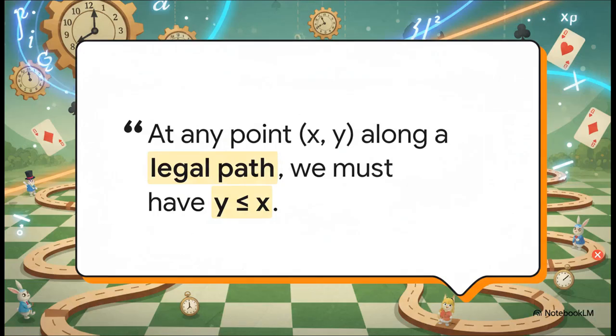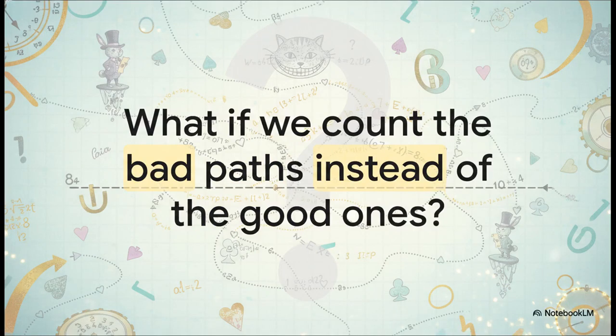Now, to put it a little more formally, for a path to be legal, or what we're calling good, your y-coordinate can never be greater than your x-coordinate. In other words, you just can't have taken more up steps than right steps at any point in your journey. Now, trying to count all the good paths directly is, well, it's really tricky. They can hug the line, they can dip way below it. There are just so many variations.